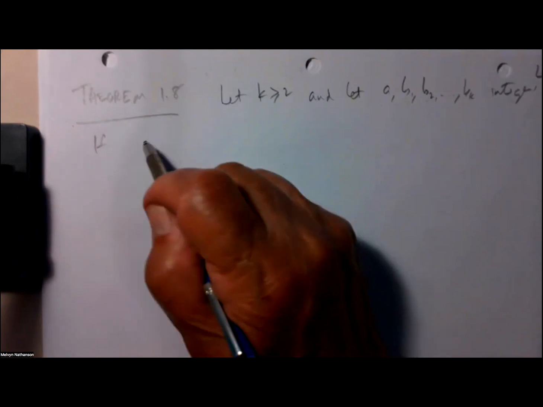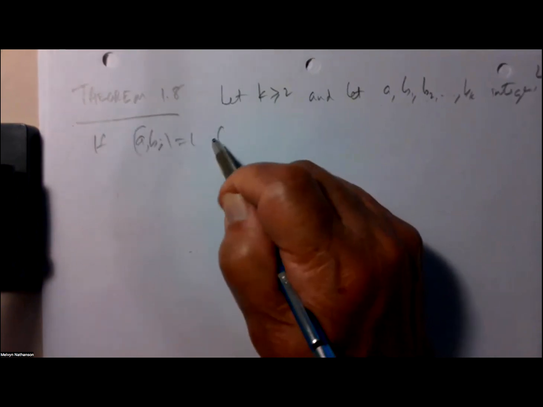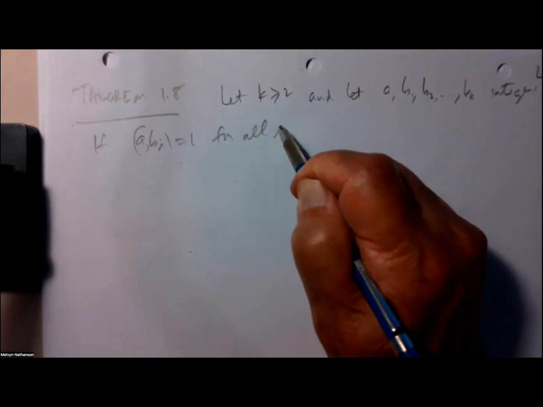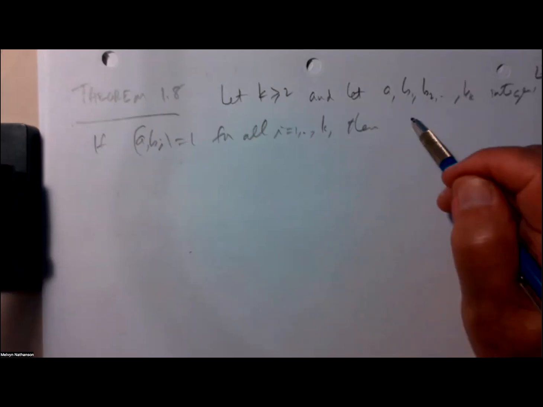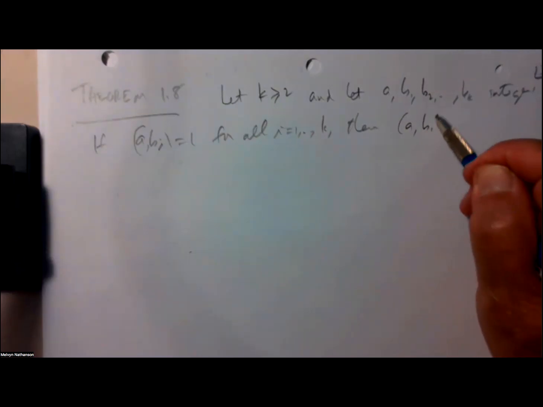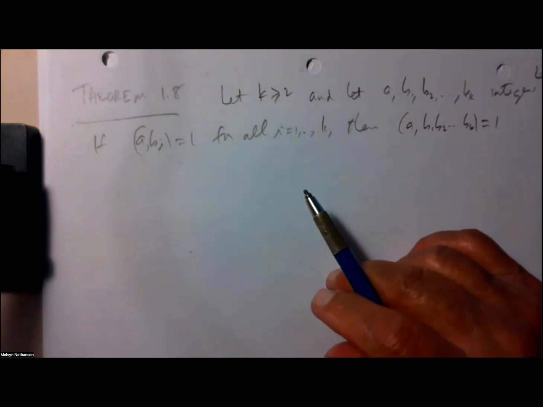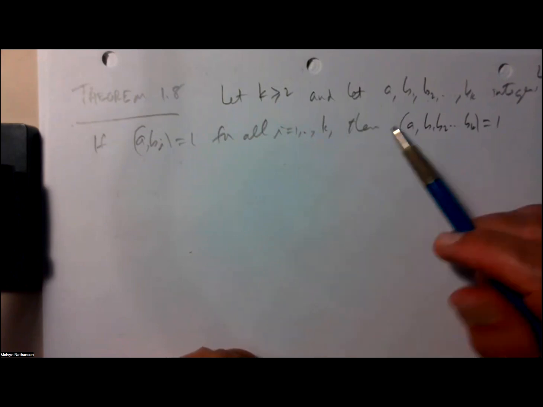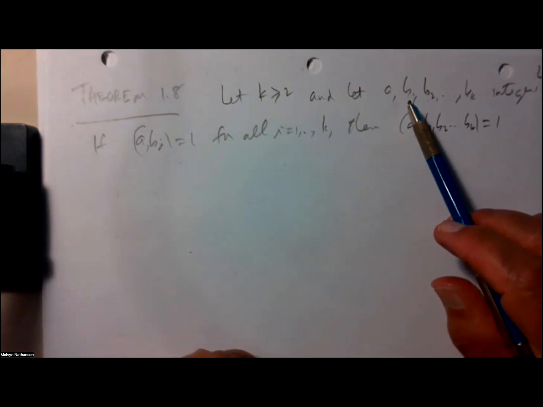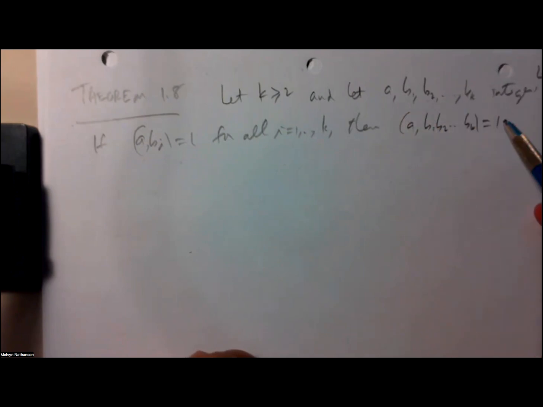And if the greatest common divisor of A and B sub I is 1, for all I going from 1 up to K, then the greatest common divisor of A and the product of these numbers, B1 through B sub K, is also 1. So the theorem says that if A is relatively prime to several numbers, then A is relatively prime to the product of all those numbers.